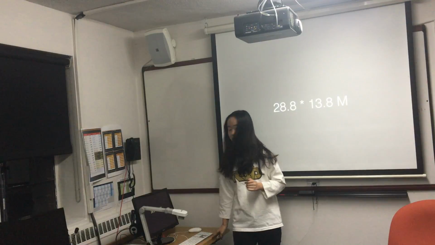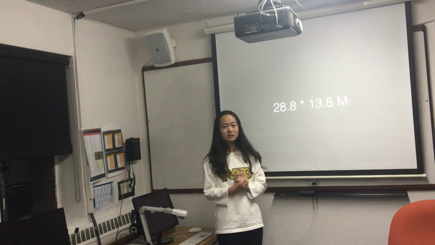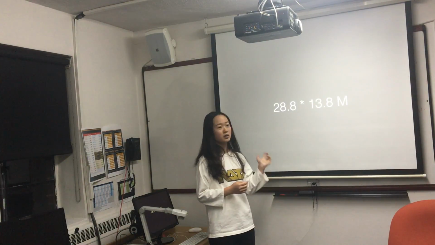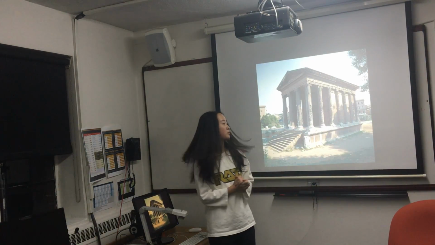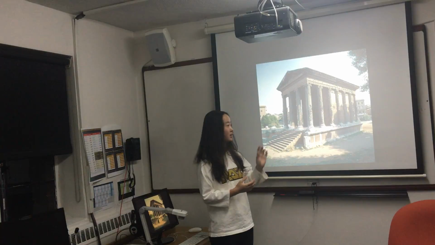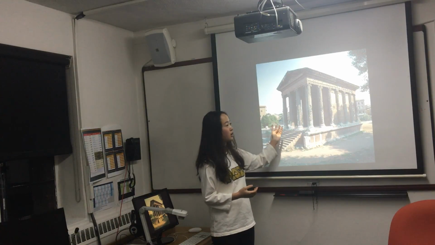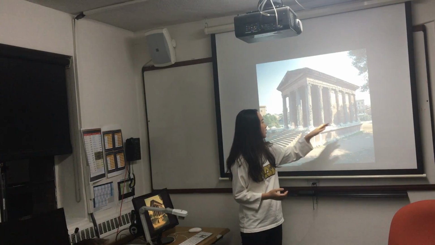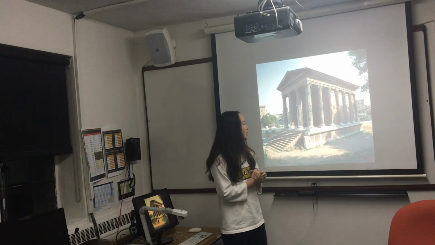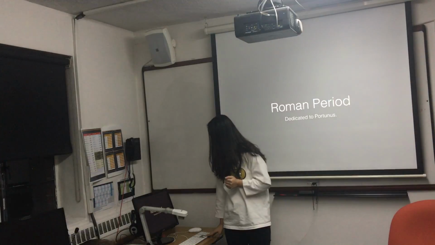And the temple is very large. This is the size of the Temple of Athena. And here's the temple of Protanas. As you can see, there are four columns in the front and six columns on the side. So this temple is also very large.